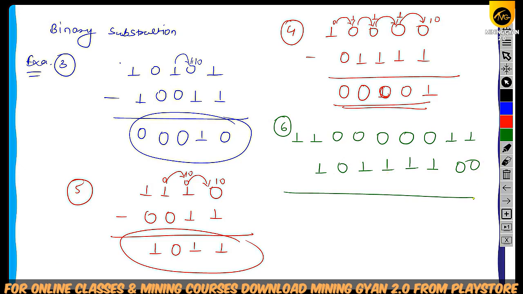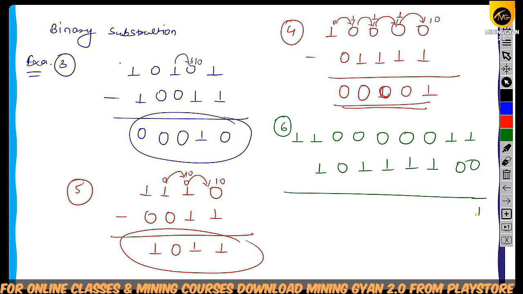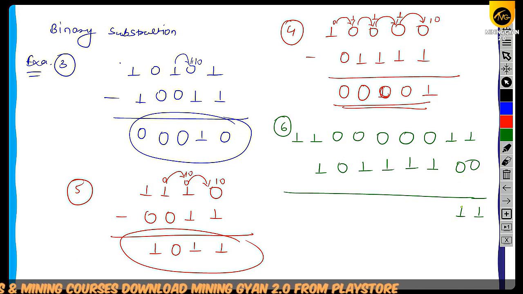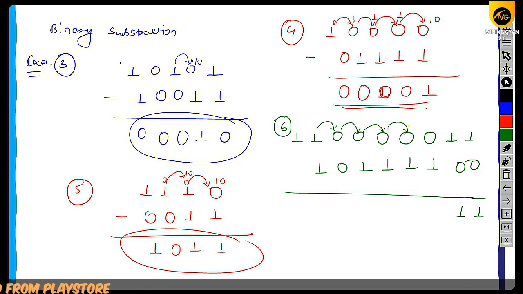Now 1 minus 0, it will become 1. Again 1 minus 0, it will be again 1. Now there is 0, so we have to borrow from the previous columns. So borrowing from this column to this, next, to next, and to next. So it will become 10, and 10 minus 1 will be 1. Now this is 1, it will be 1, it will be 1, and it will be 1.